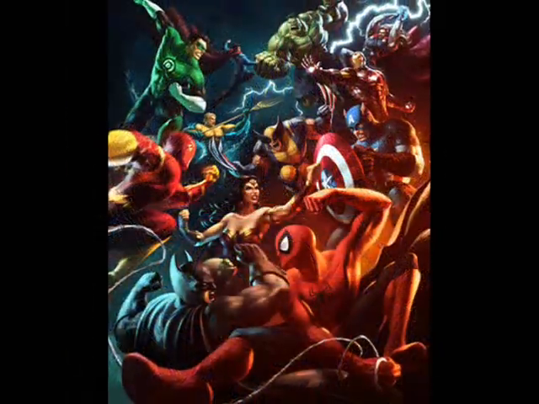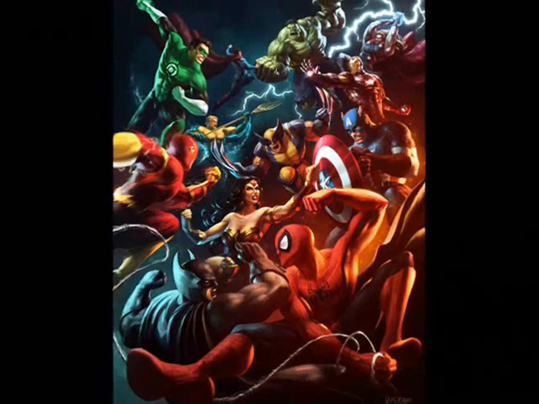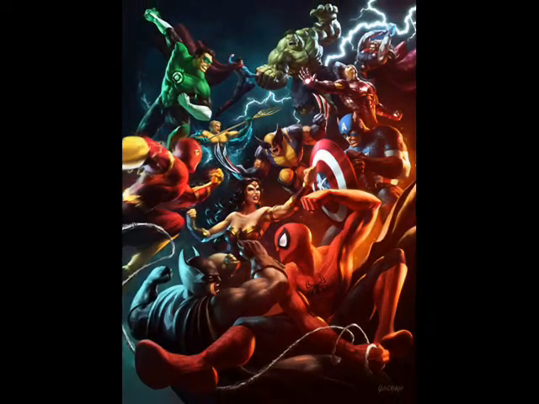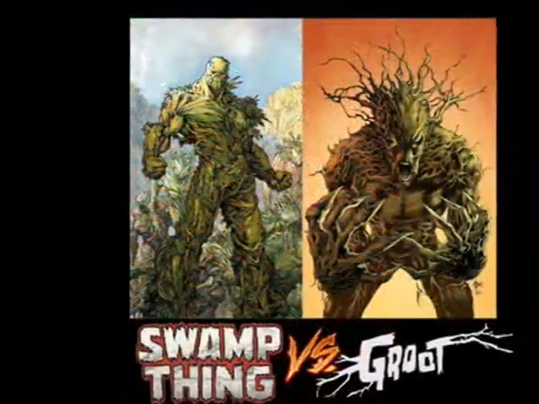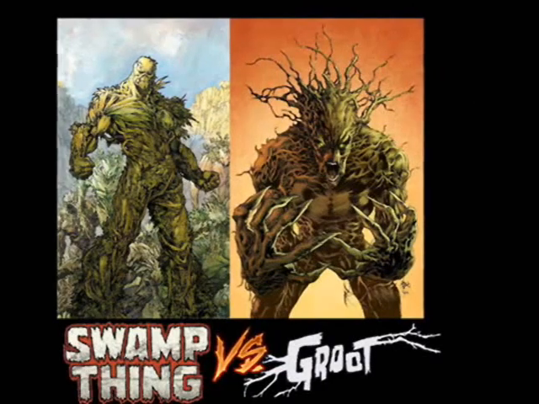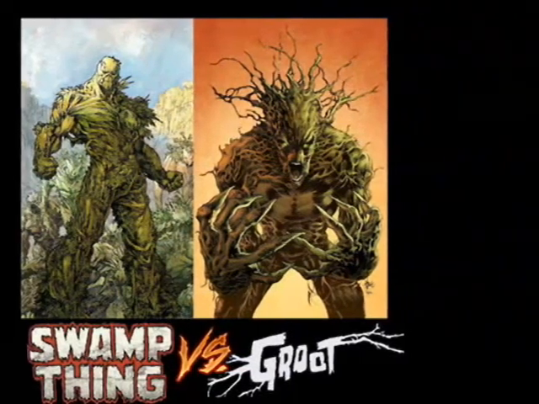Today's contest brings together two walking, talking plants with some serious power to put their foliage to the test against one another. From DC, the avatar of the green, it's Swamp Thing, and from Marvel, the plant-based bruiser of the Guardians of the Galaxy, it's Groot.